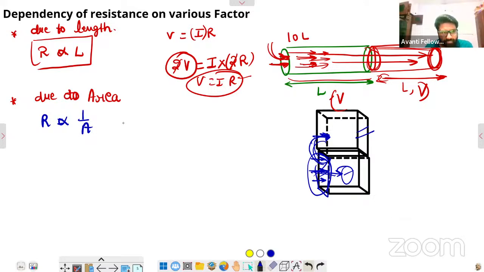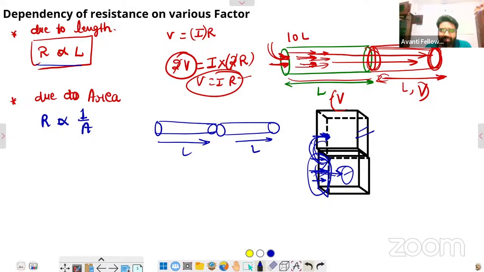ठीक है. तो रेसिस्टेंस लेंथ के क्या होगा? डायरेक्टली प्रोपोर्शनल है. एरिया के क्या है? इनवर्सली प्रोपोर्शनल. ठीक है. क्यों? देखो, लेंथ के लिए हमने देख लिया था. लेंथ के लिए सपोज वी हैव दीज टू लेंथ्स, one of length L, and this is also length L.